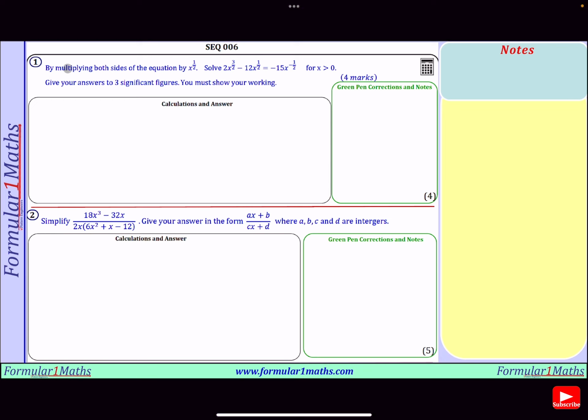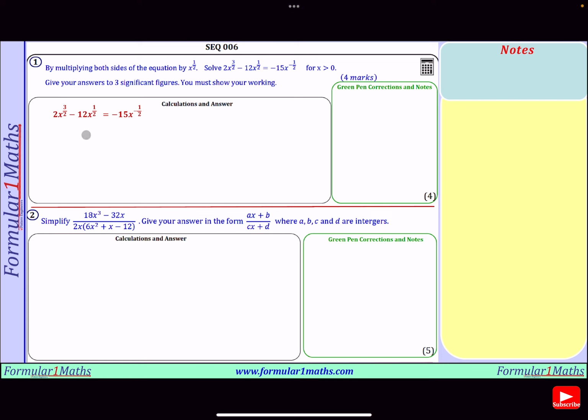Question 1. By multiplying both sides of the equation by x to the power half, solve this equation here for x greater than 0. Give your answers to 3 significant figures. You must show your working. So this is the equation that we need to solve.